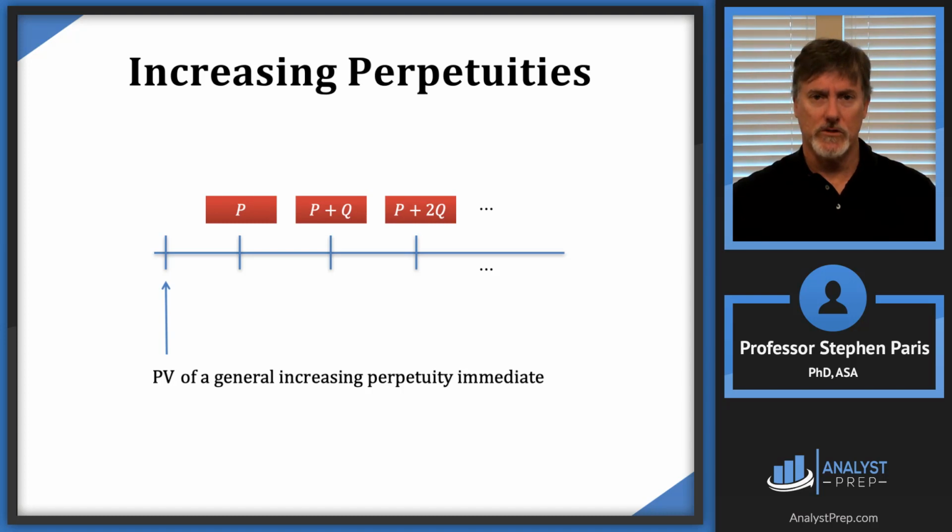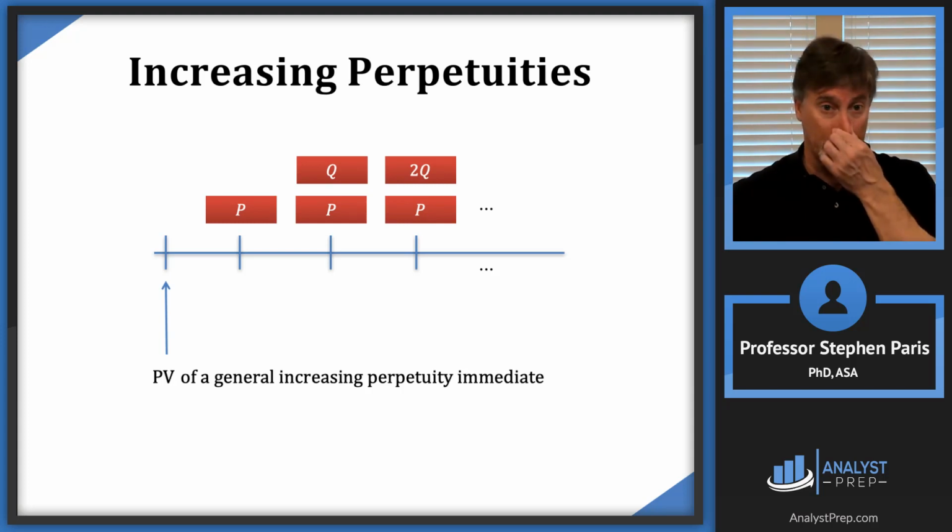So in order to derive the formula, I want to rewrite the payments in a certain form here. I want to think of the second payment of P plus Q as a payment of P, and then the Q payment on top of that, and then the P plus 2Q payment as a payment of P, and then 2Q on top of that. So I'll just rewrite the payments this way.